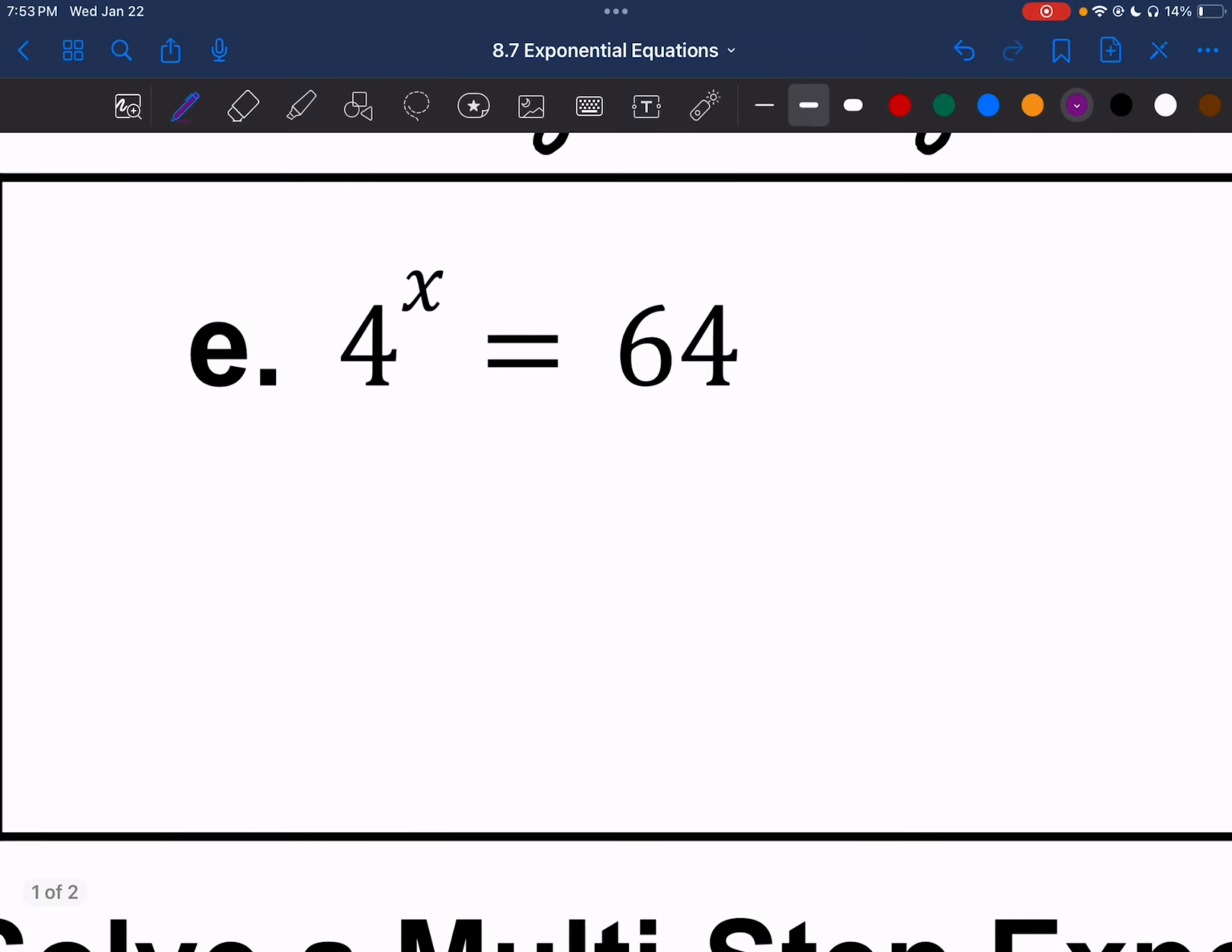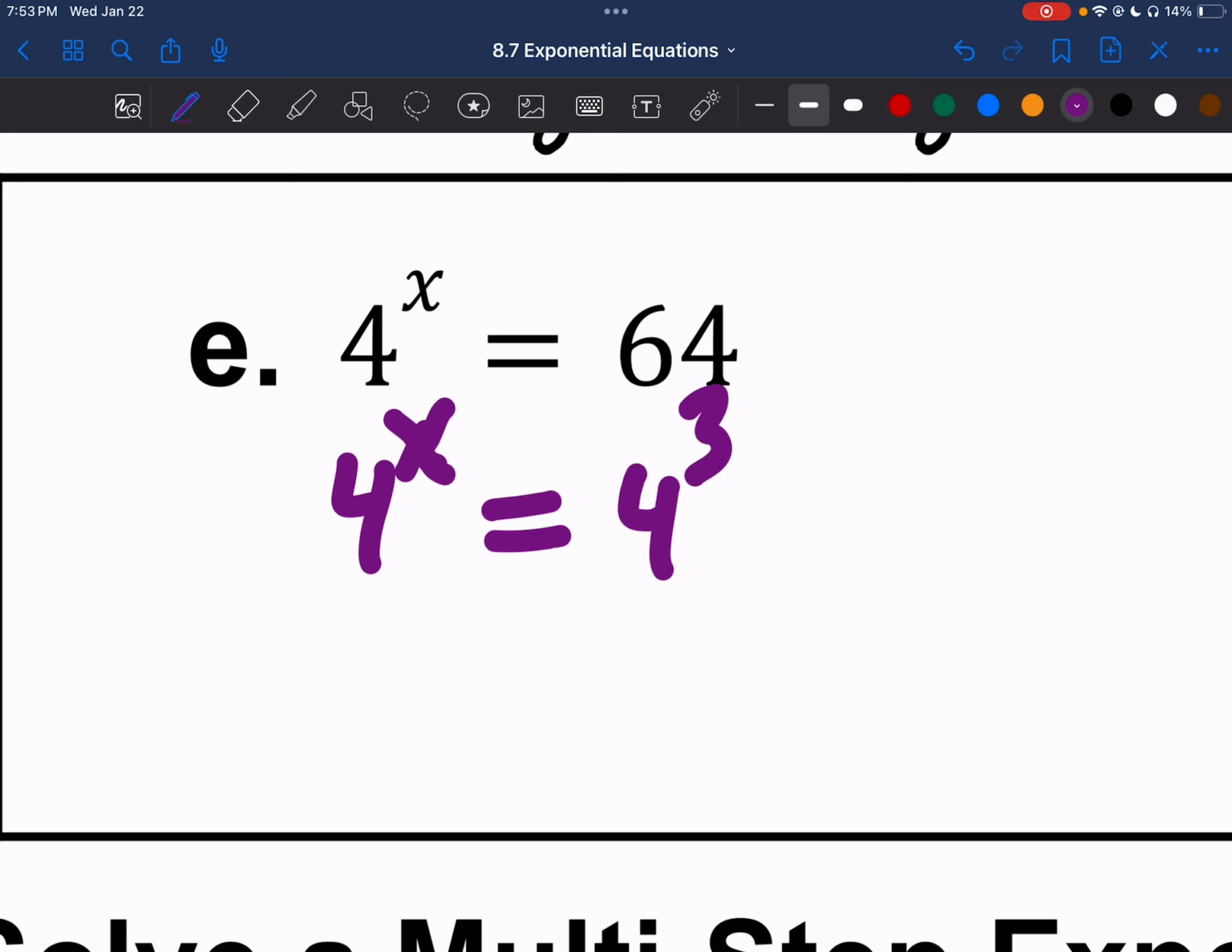Letter E, we've got 4 to the x power, and we want to know what power of 4 gives us 64. Well, 4 times 4 is 16, times 4 is 64, so that's 4 to the third power, so x must equal 3.